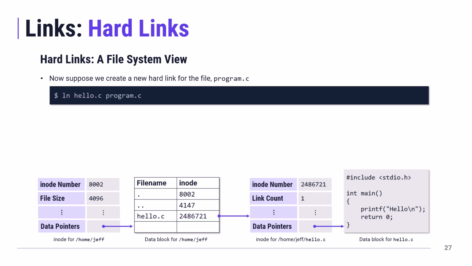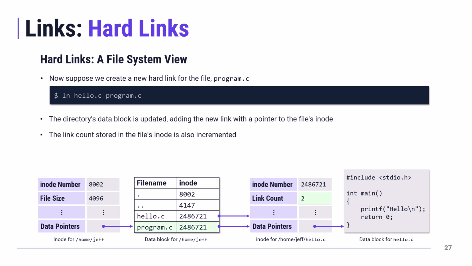Suppose now I create my new hard link. I create a hard link program.c that points to hello.c. In this case, again, we edit the directory's file. We add that new link, program.c, and you'll notice that we didn't make any copies. There's no new inode. It's just pointing at the exact same inode as the original file, right? Same content on disk. And you'll notice that the inode of the file gets updated as well. The link count is now set to 2.